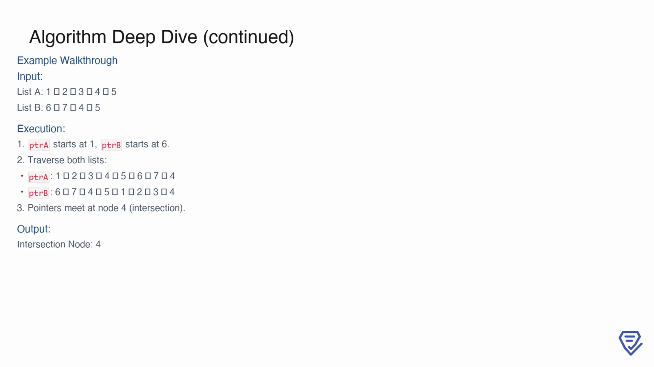As we traverse the lists, PTR-A moves through 1 2 3 4 5, then switches to list B, proceeding through 6 7 4. Similarly, PTR-B moves through 6 7 4 5, then switches to list A, proceeding through 1 2 3 4. Both pointers eventually meet at node 4, which is the intersection point. The algorithm then returns this node as the result. If no intersection existed, both pointers would reach null, and the algorithm would return null. This example highlights how the two-pointer technique ensures both time and space efficiency while solving the problem effectively.